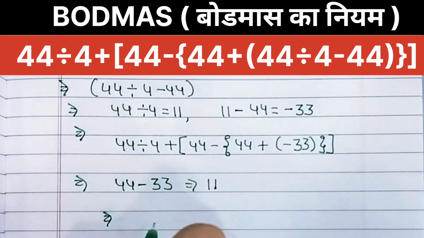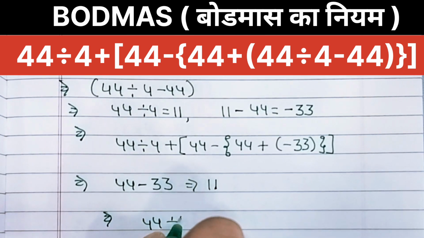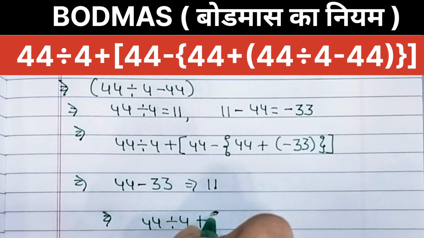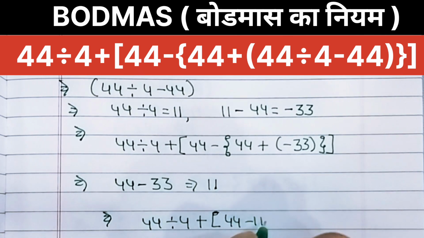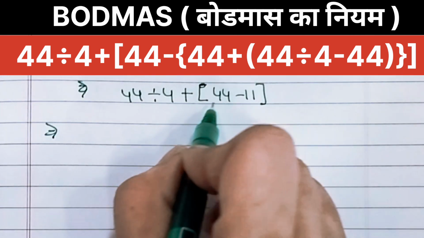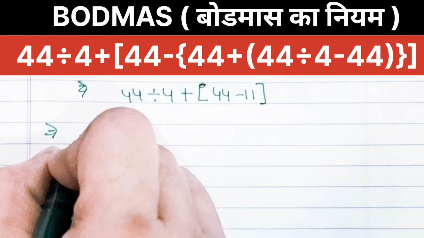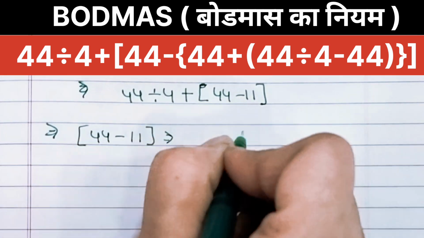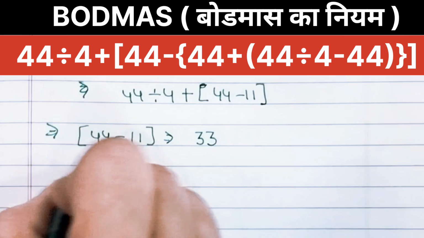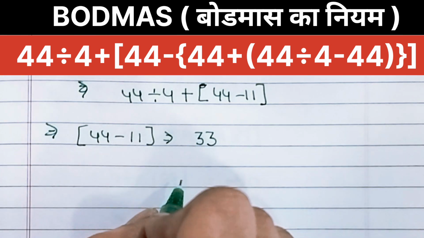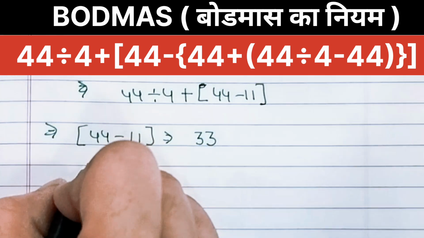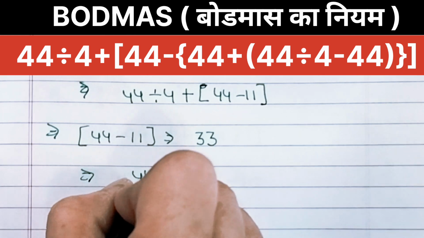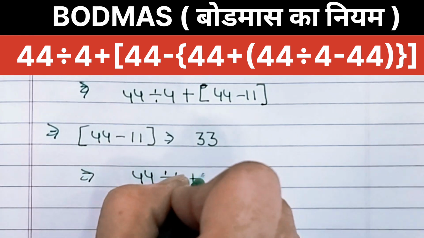Now the expression becomes 44 divided by 4 plus square bracket 44 minus 11. Now next bracket, as you can see, is the square bracket. So 44 minus 11. After subtraction we'll get 33. So in step 3, this completes the B, brackets, portion of the BODMAS rule. Now the expression becomes 44 divided by 4 plus 33.